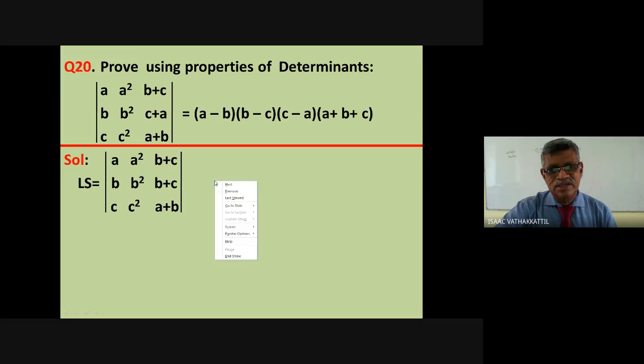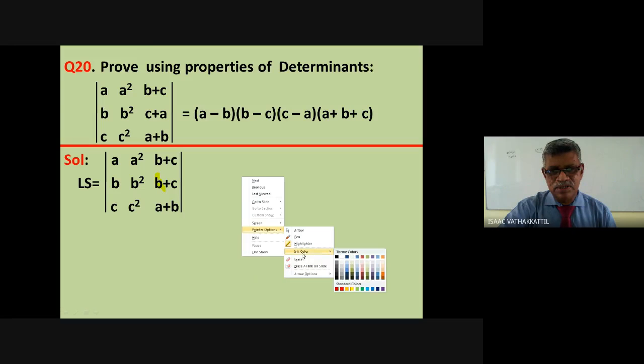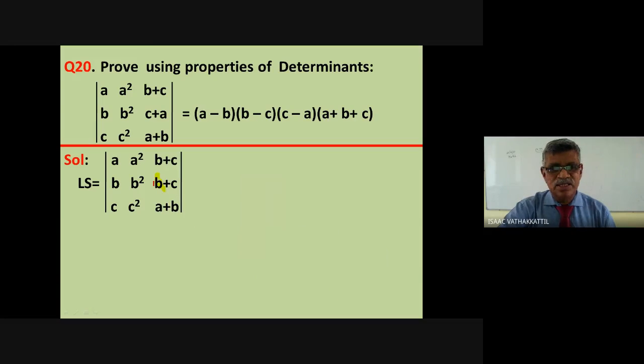Can you just make this correction here? This is a. This is b plus a, c plus a plus b. No problem, you just manage this. This is b plus c. This is a. B plus c, c plus a plus b. Right.